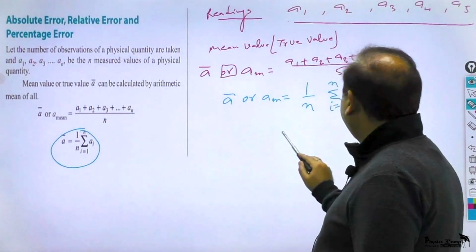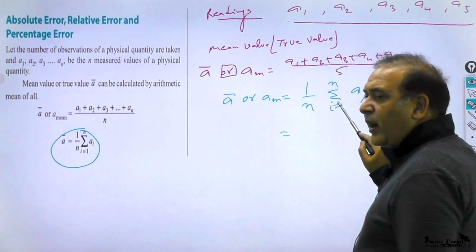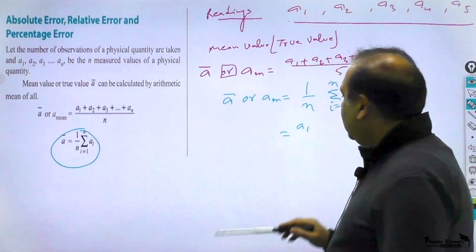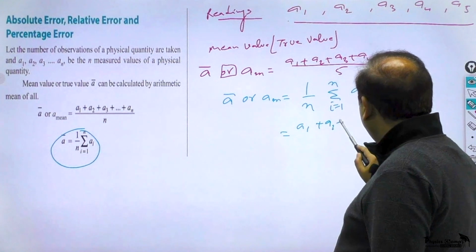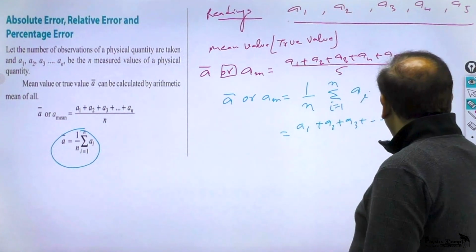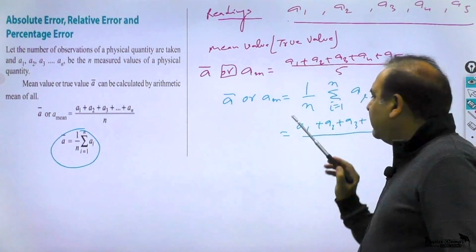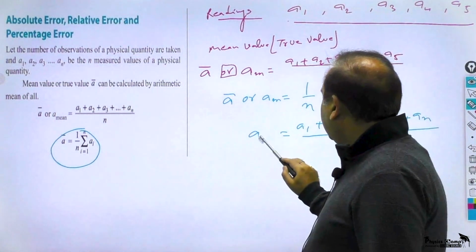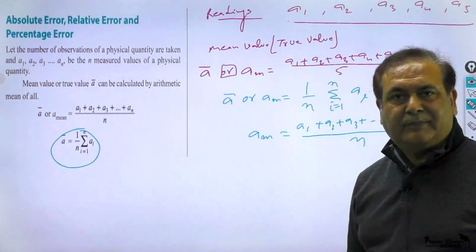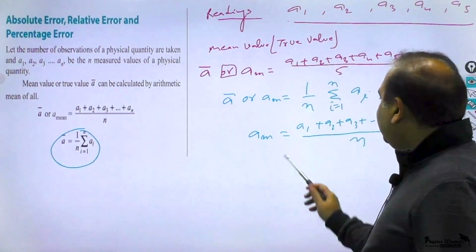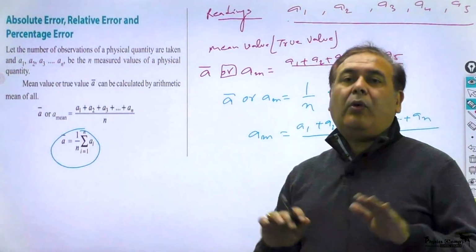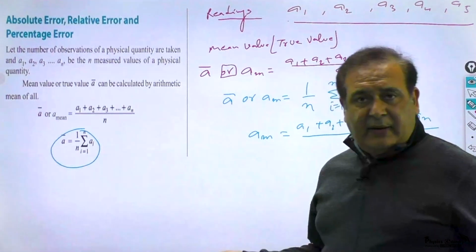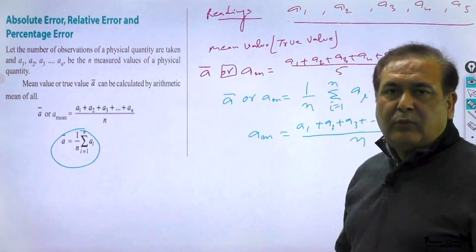It means Ai, the value of i starts from 1 to n. Sigma means addition of all those. So A1 plus A2 plus A3 plus up to An, n readings, divided by n. This is the mean value. So here the mean value is the mean of all the readings taken. They can be 5 readings, 7 readings, n readings. The mean of all those will give you a true value.